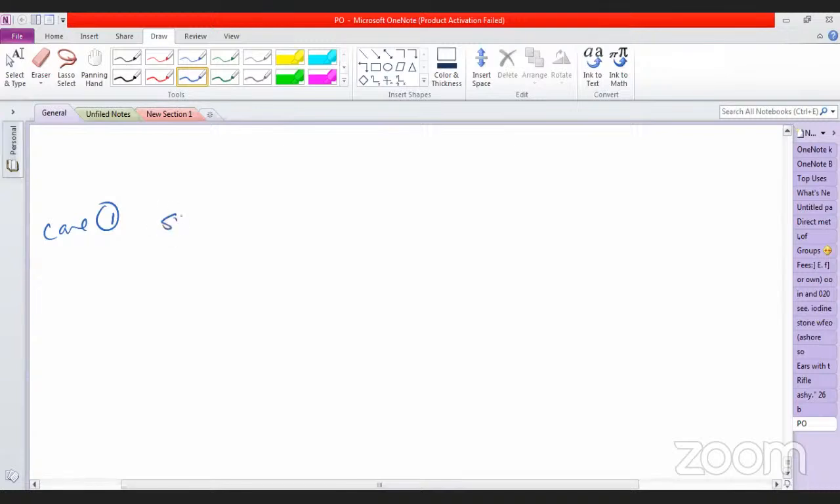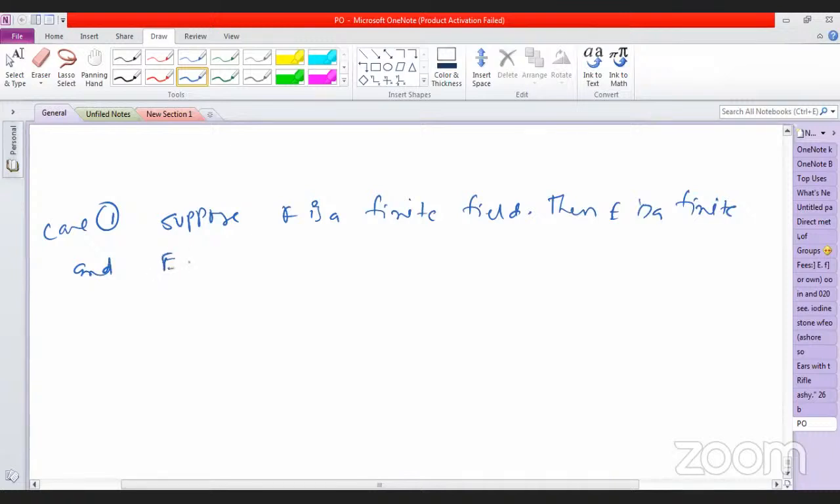Suppose F is a finite field we are taking here. Then E is finite, I already told. Then E is finite. And E minus 0 is a which group? It's a cyclic group or not?